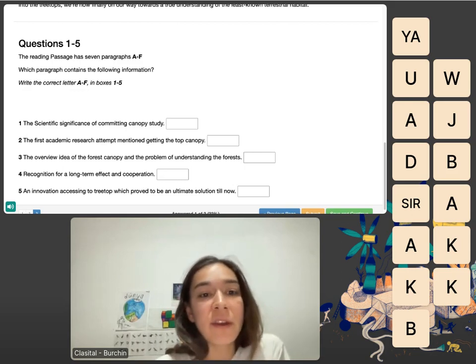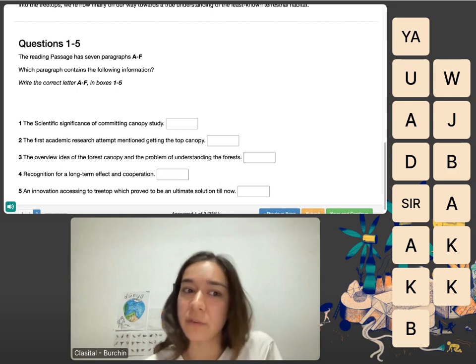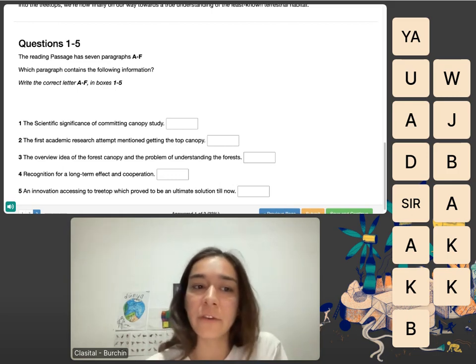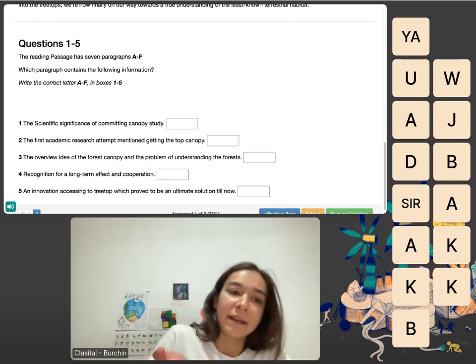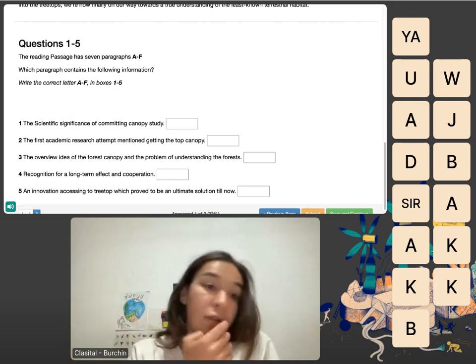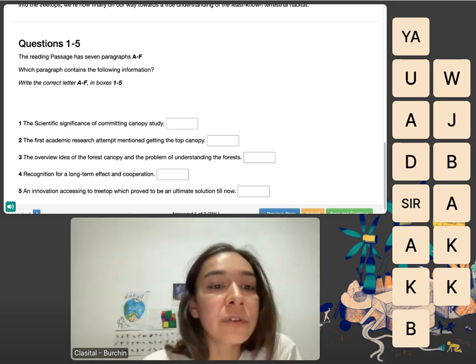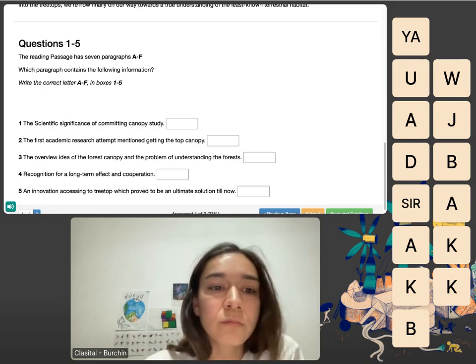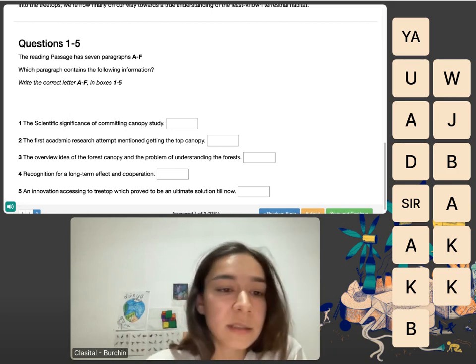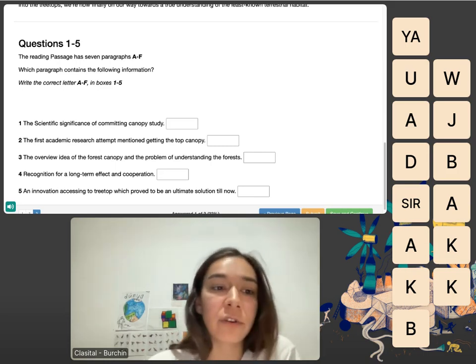3, the overview idea of the forest canopy and the problem of understanding the forests. The overview idea of forest canopy. This is nice. Maybe it will be from paragraph A or B, I don't know, but I'm just guessing. The recognition for a long-term effect and cooperation. Cooperation, this is nice. Long-term effect, I can use it as a keyword too.